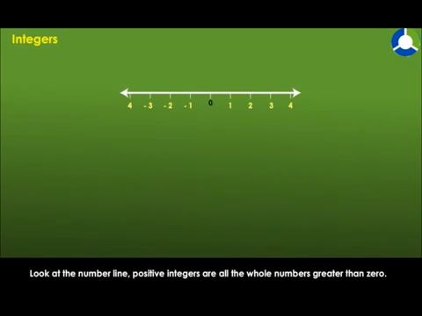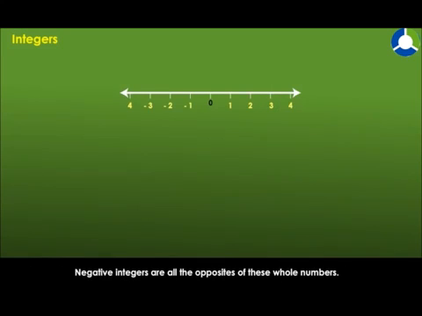Look at the number line. Positive integers are all the whole numbers greater than 0: 1, 2, 3, 4, etc. Negative integers are all the opposites of these whole numbers: -1, -2, -3, -4 and so on. We do not consider 0 to be a positive or negative number.